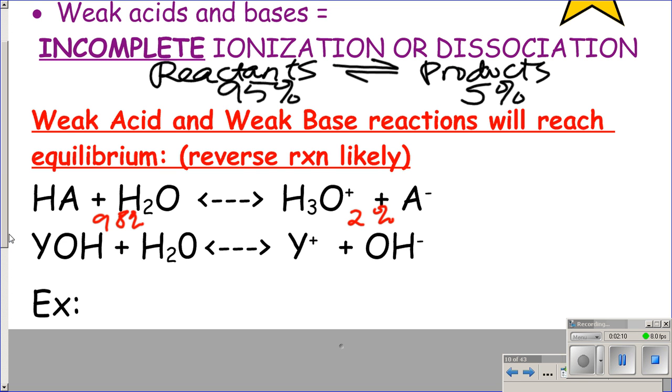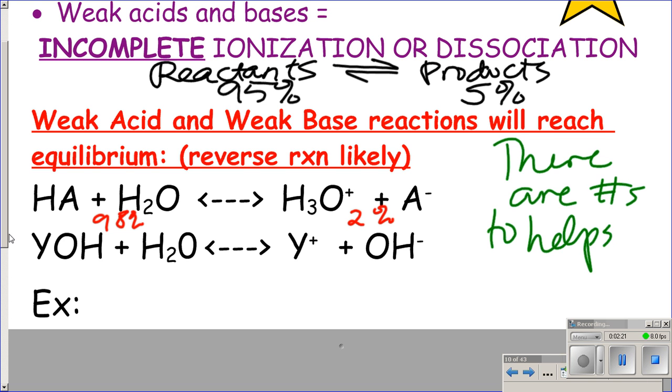And then there are numbers to help show the weakness, and I have that on the next slide. These numbers are just ways to say they're really, really low in ionization rate or dissociation, so the higher the number, the stronger the acid. The lower the number, the weaker the acid. So I'm going to show you the differences here in just a second.